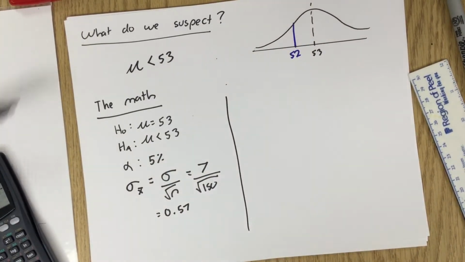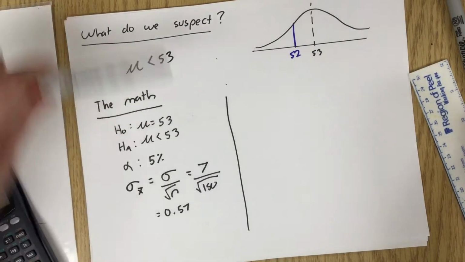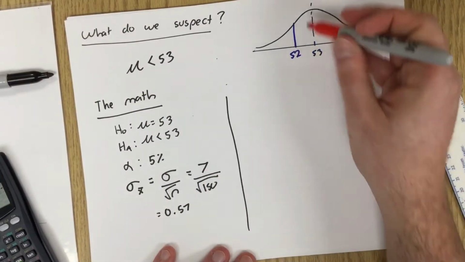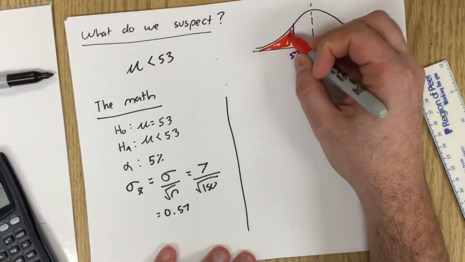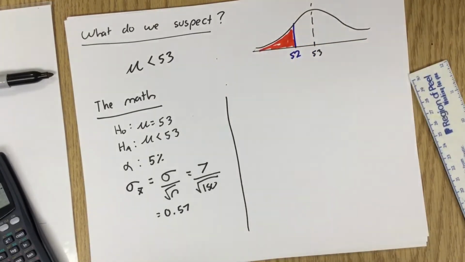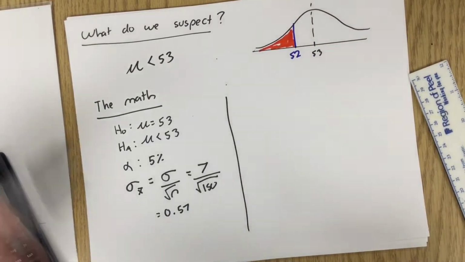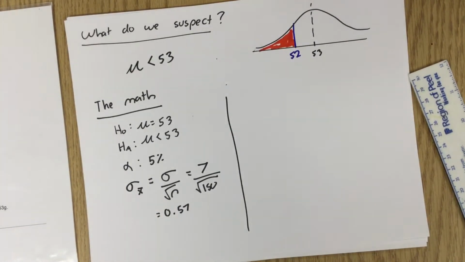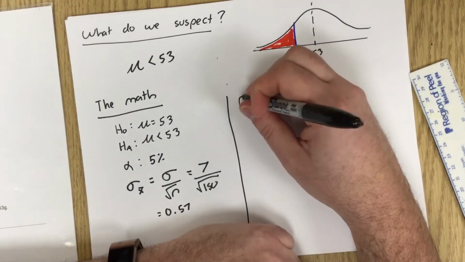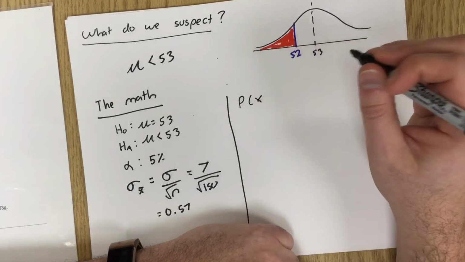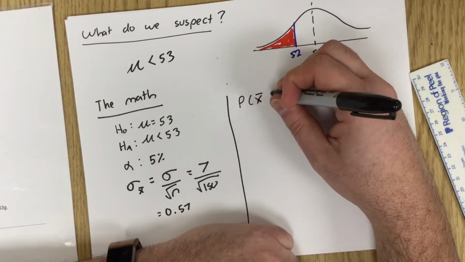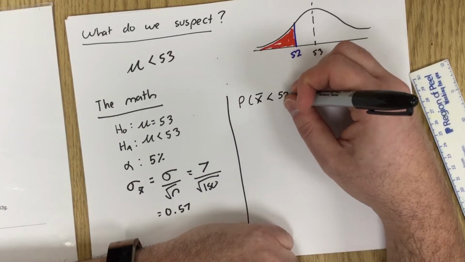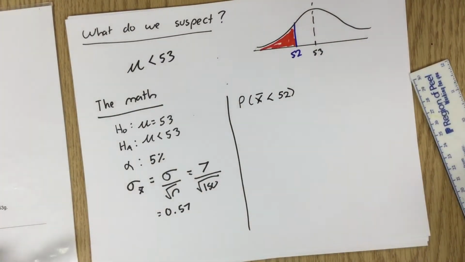Okay, now which probability are we going to find? Because our experiment was less than the mean, we want to find the probability of it being 52 or less. We're going to find this tail probability over here. So technically we want the probability that the mean was less than 52. So we're going to have to do a z-score calculation.